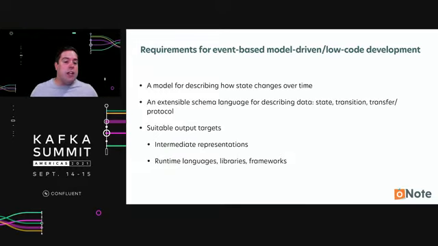And then we also need some set of suitable output targets, right? What are we generating? Are we going to generate runtime language, Python or Go or Java or Clojure or JavaScript or whatever? Or are we going to output some sort of intermediate representation, like some of the things we looked at earlier, SOAP, WSDL, or OpenAPI Swagger or GraphQL or whatever.